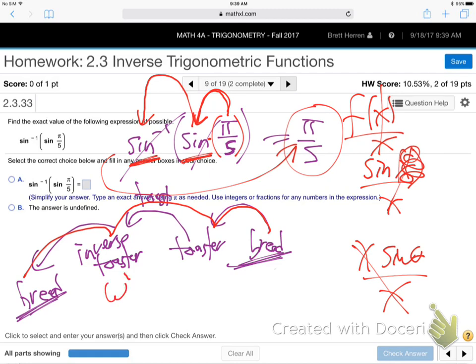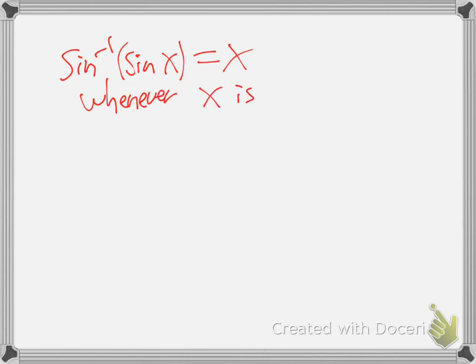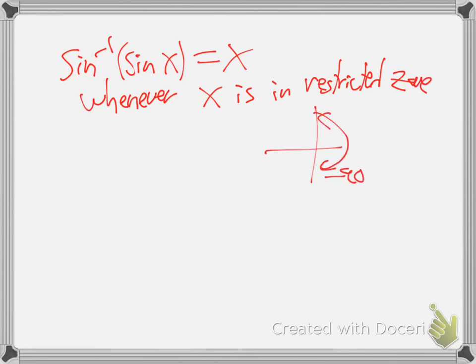Here, let me go to a fresh page. Sine inverse of sine of any x is just x whenever x is in the restricted zone. What do I mean by the restricted zone? Well, for sine inverse, negative 90 to positive 90. As long as the x is in that zone, the restricted zone, the zones I told you about, then yeah, totally going to work. It's going to be exactly that.